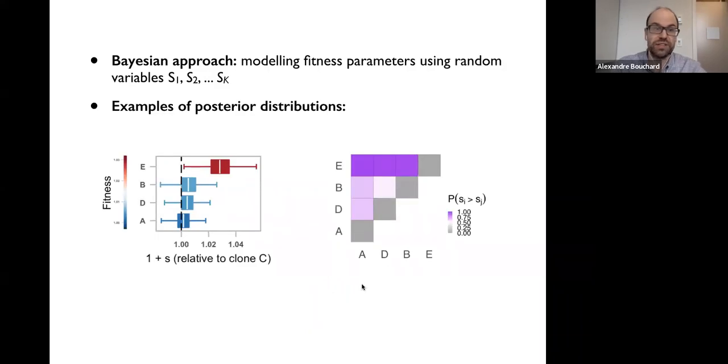Now we're going to have a Bayesian approach, so we're going to get not just a point estimate on these s_k, but a posterior distribution on these random variables. To give you an example of visualization of what these s_k look like, one way is to look at the marginal distribution of each of those. For these different populations, we get different values. We can see sometimes, with high confidence, that the population in red, the E, is more fit than the baseline, which is clone C in this example.